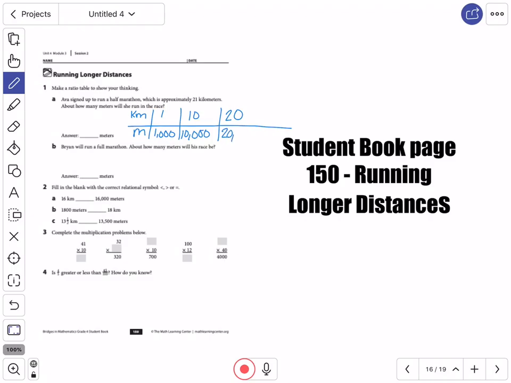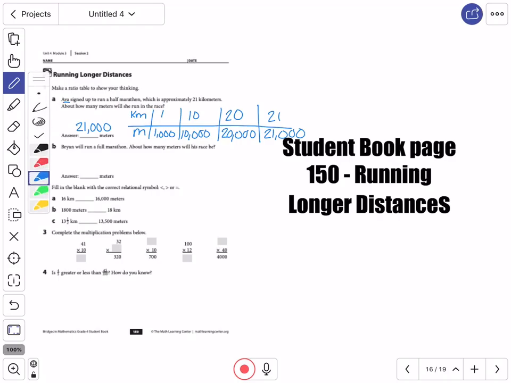10 kilometers is 10,000 meters. 20 kilometers is 20,000 meters. And 21 kilometers is 21,000 meters. So, if Ava signed up to run a half marathon, which is approximately 21 kilometers, how many meters did she run? 21,000 meters for Ava.